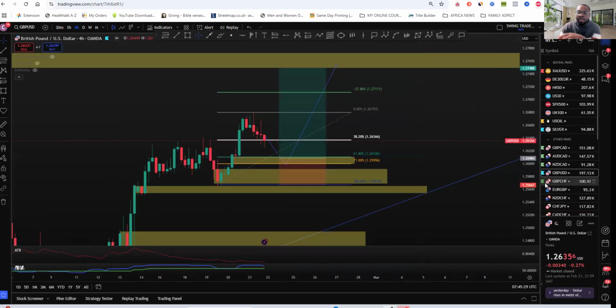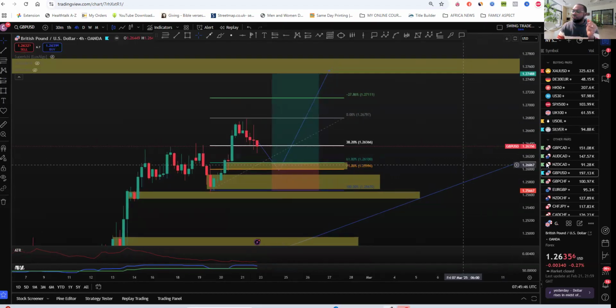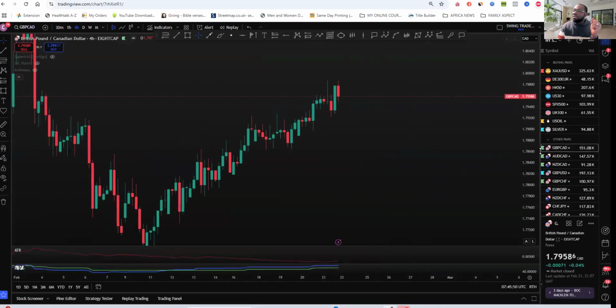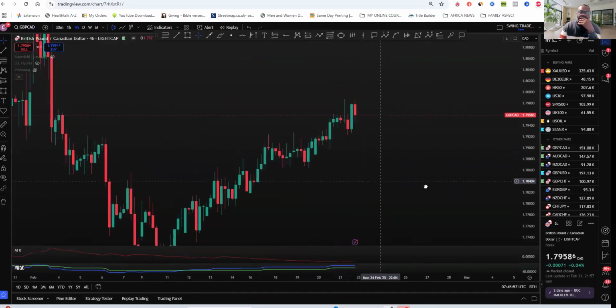Now, I'm not going to talk about EURUSD today because, obviously, we're trading in the direction of GU, but a lot of eyes on EURUSD this week. And of course, there are so many other things we need to look at in the market. So let's look at another pair like this pair. This is GBP CAD.